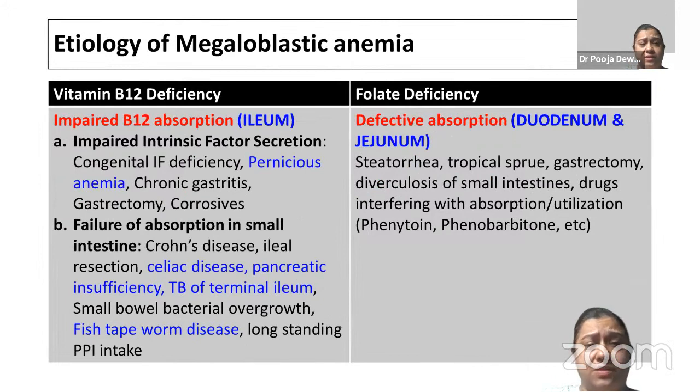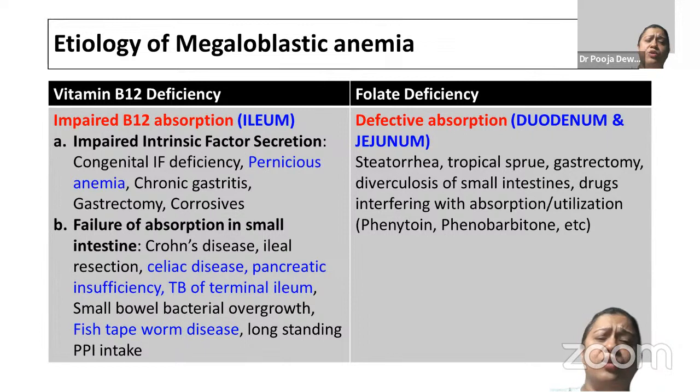The other mechanism of deficiency: the diet is adequate, but still the patient could be having deficiency. For B12 deficiency, if there is impaired absorption, we know that vitamin B12 is absorbed in the ileum. And intrinsic factor, which is secreted by the parietal cells, if it is not there, then there is impaired absorption of B12. So this impairment can be due to either a congenital defect when the intrinsic factor is not produced, or there is pernicious anemia, where there are autoantibodies against intrinsic factor, or the patient has a chronic gastritis associated with achlorhydria, where there is impaired dissociation of food-bound vitamin B12, which affects its absorption.